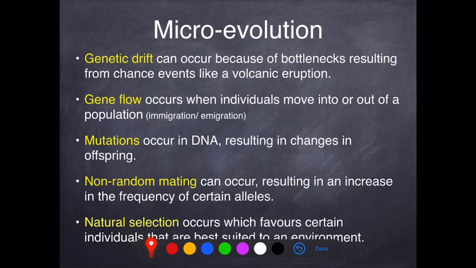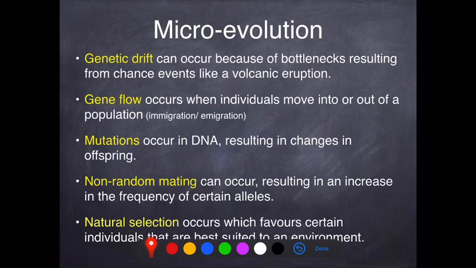And if you've got non-random mating, it can mean that the frequency of certain alleles increases, for example, size or color or hair length or whatever it might be. The last one is natural selection. Now, natural selection is something that occurs as a result of what nature is doing. So nature is the one that selects.